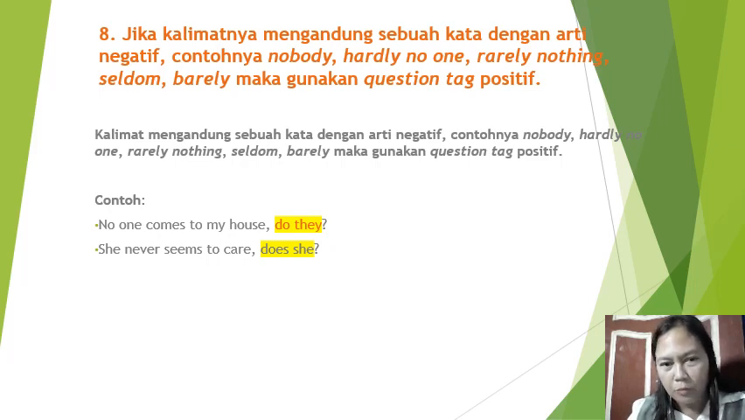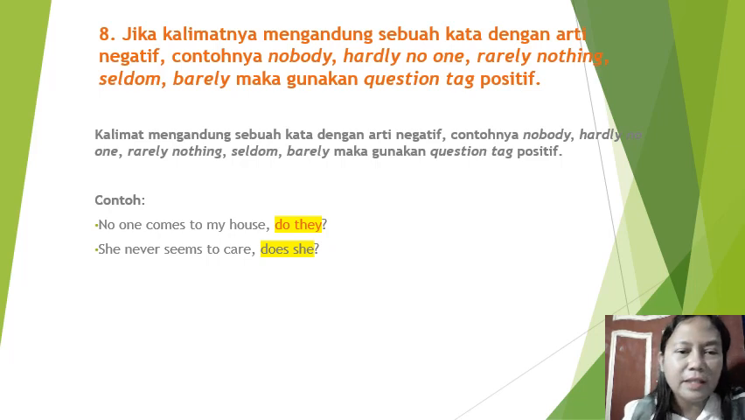No one comes to my house. Sekilas ini bukan kalimat negatif, ya kan? Because maybe sometimes we think that a negative sentence has doesn't or don't. But here, no one indicates negative. Jadi sekilas tidak ada doesn't atau don't, tetapi di sini no one sudah mengandung makna negatif. Pokoknya kalau ketemu kata nobody, hardly, no one, rarely, nothing, seldom, barely, nah ini dia negatif. And then this subject indicates they. Jadi dia do they. Paham ya sampai di sini?